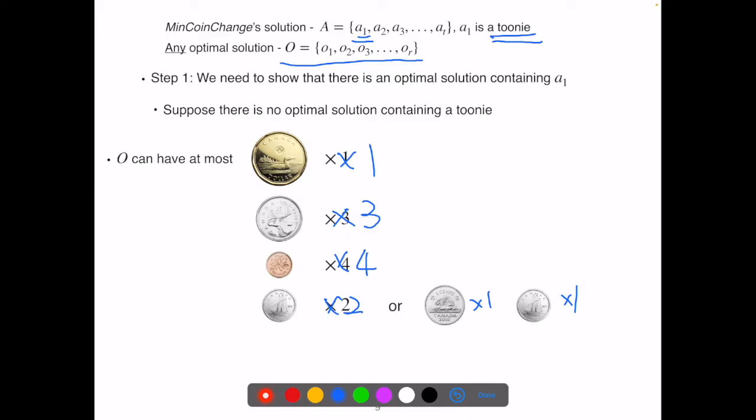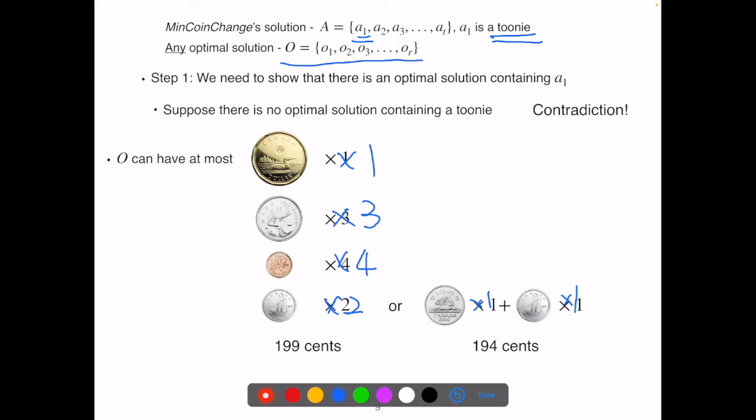Now let's see the maximum total value that can be achieved is 199 cents or 194 cents, which contradicts the fact that M is greater than or equal to 200. So here is our contradiction. An optimal solution must contain at least 1 toonie. That's A1, the first choice of our greedy algorithm. So now we have seen the proof of step number 1.